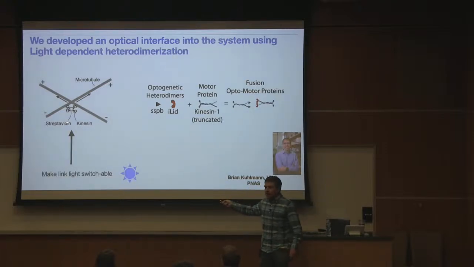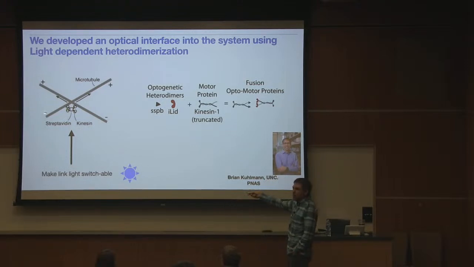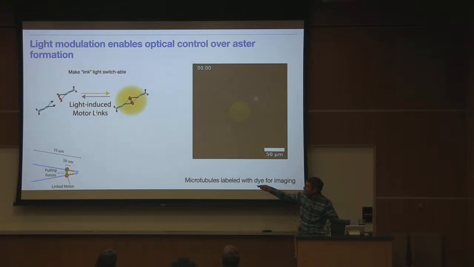And so we decided to take this link, which is a static link, and just make it light switchable by trading out biotin and streptavidin for this protein system called ILID, which involves two components, ILID and SSPB. We attach these things to kinesin motor proteins, so we have kinesin motors with each part of this. And then the key thing is that when we shine blue light on the system, ILID and SSPB link, and so we get a motor dimer, but we only get it in the presence of optical excitation.